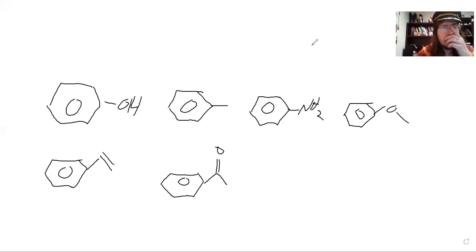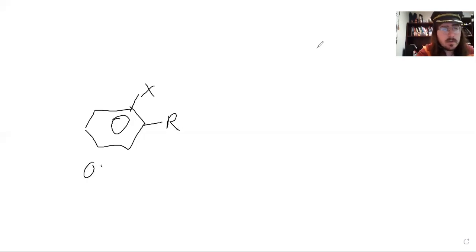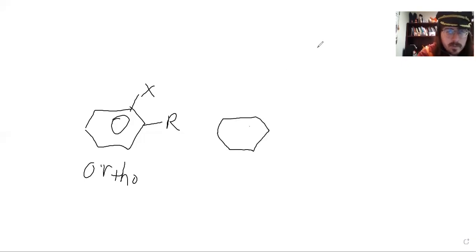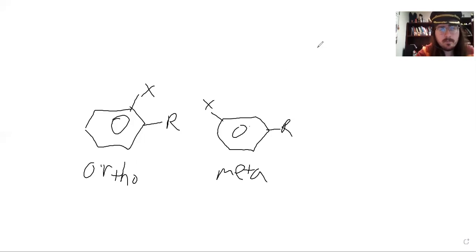Oftentimes, we're going to have disubstituted benzenes, and we're going to name these with some simple terms based on whether it's 1,2, 1,3, or 1,4. I'm going to call them R and X. If we have R and X in the 1,2 position, we call that ortho, or O. If we have it in the 1,3 position, it's meta. You may have seen that term when we talked about meta-chloroperoxybenzoic acid. And 1,4, it's called para.